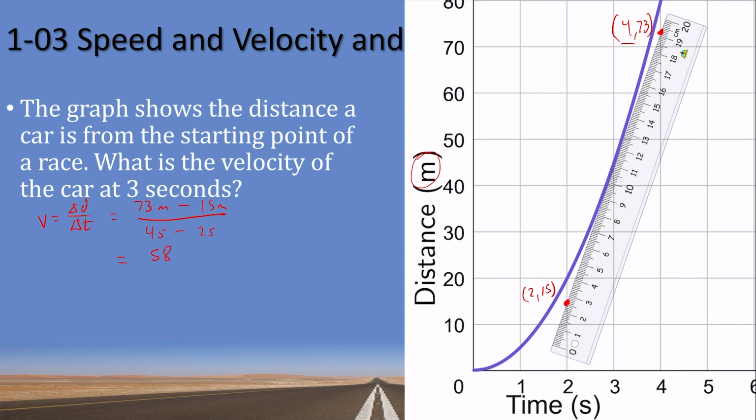That gives me 58 meters over 2 seconds, or 29 meters per second. So at the time of 3 seconds, the car is traveling at 29 meters per second.